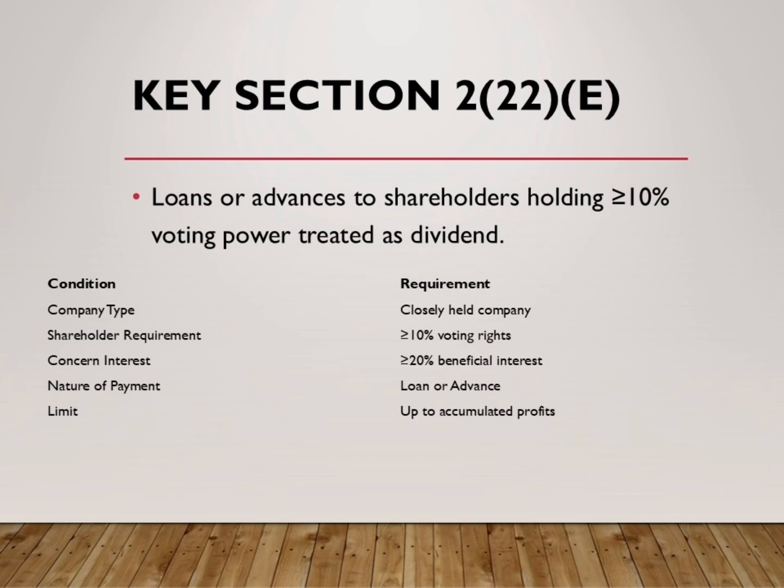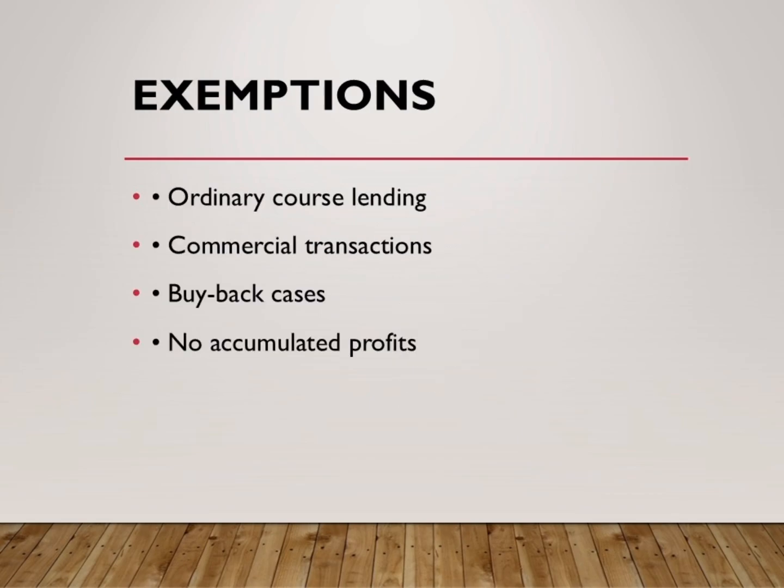Such amounts are treated as deemed dividends, but only to the extent of accumulated profit. This is used to stop shareholders from withdrawing funds as a loan instead of dividends. Exceptions: not treated as a deemed dividend.